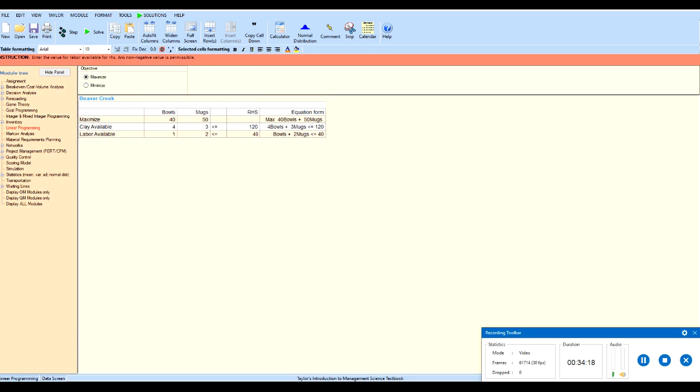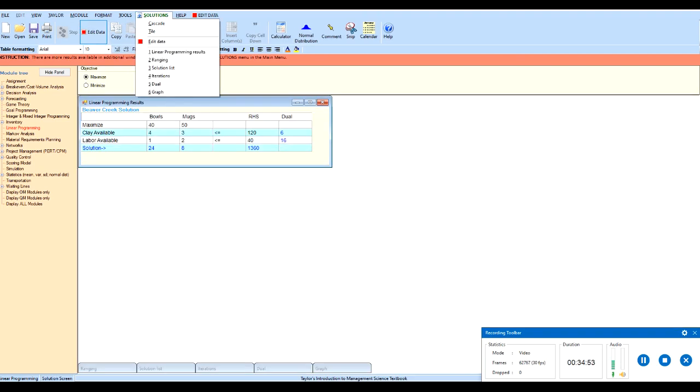Done. Once we've entered all of this information, and again, QM is significantly easier to use sometimes, not always. But with these simple problems, it is generally easier to use. So we're trying to maximize if it's $40 per bowl and $50 per mug. Clay and labor, everything is entered appropriately. We come up here, and on the taskbar, we click the Solve button.